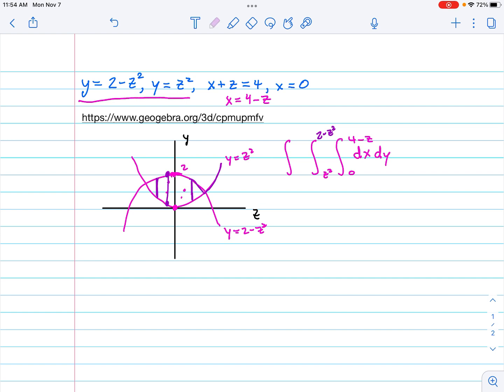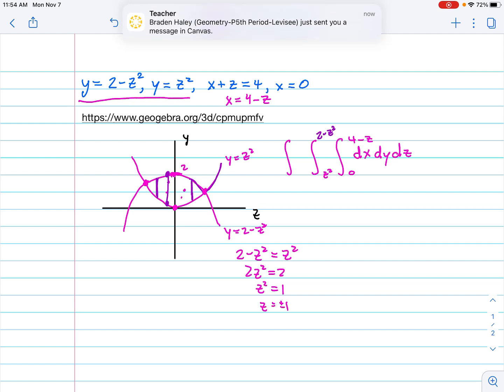Okay, and then of course the last thing I do, the only thing that's left, is integrating with respect to z. Now, z is going to go from here to here. And what is that? Well, let's find out what those intersections are. We've got 2 minus z squared equals z squared. That's 2z squared equals 2, or z squared equals 1. So z is equal to plus or minus 1. Okay? So here we go. We go from negative 1 to 1.